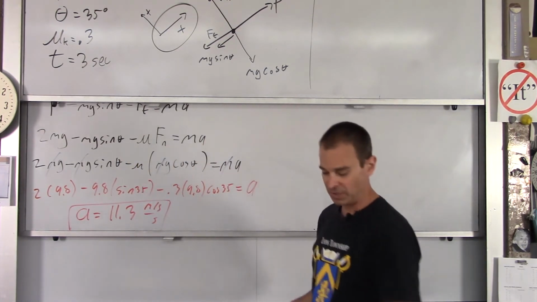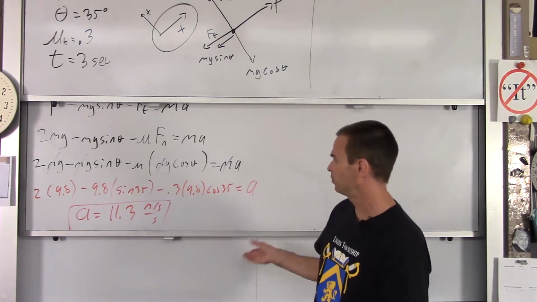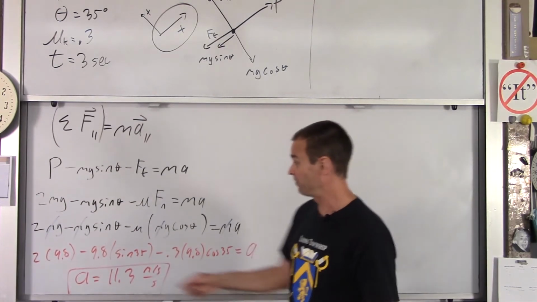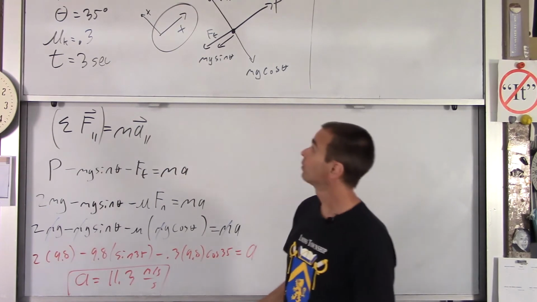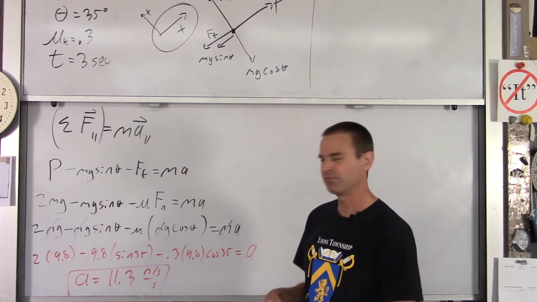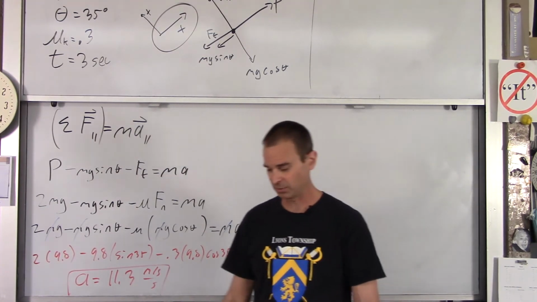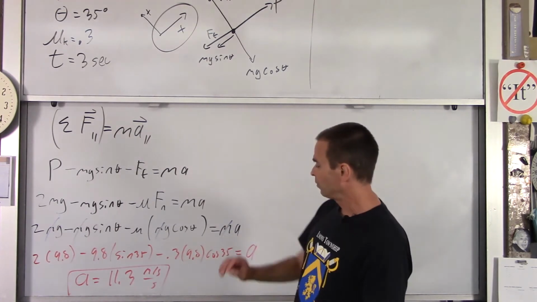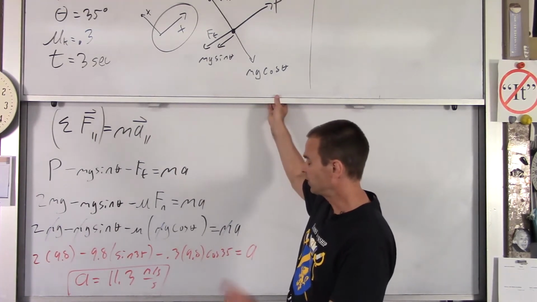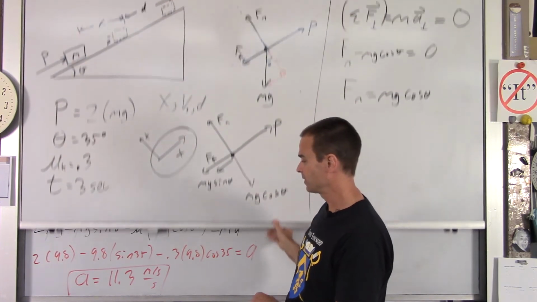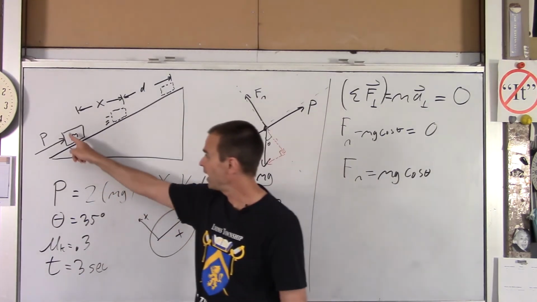So that's pretty big acceleration, but remember how hard we're pushing. We're pushing with a big force. That's twice the box's weight. So that's a pretty big force, so you would expect a pretty big acceleration. All right, so that is the acceleration that the box has from here to here.